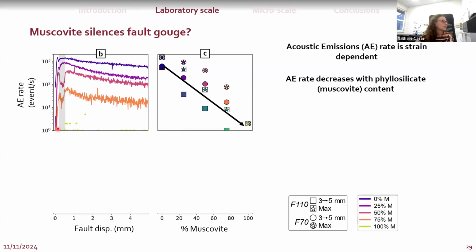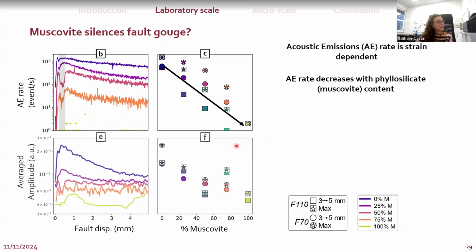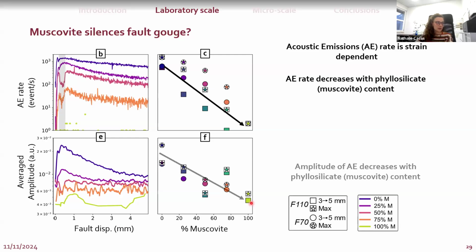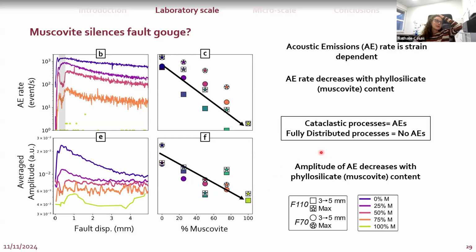I mean, we have one acoustic emission every, I don't know, not a lot. And it is very gradual. So it's really something that is happening also within the smaller grain size of quartz. If we have a look at the average amplitude during fault slip, we have the same thing happening. The more we increase the muscovite content, the more we decrease the amplitude of acoustic emissions observed within fault shearing. So what we can see from this is that for the cataclastic processes, so fully localized deformation with a lot of fragmentation, so pure strong minerals, we have a very important number of acoustic emissions. While once we have fully distributed processes with these weak minerals, we have almost no acoustics. So that's why we said muscovite silences fault gouge deformation.